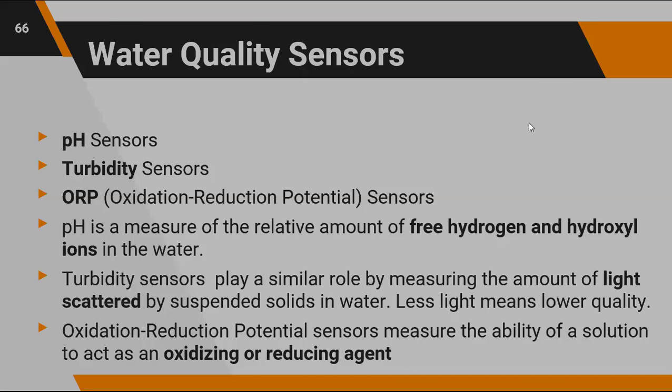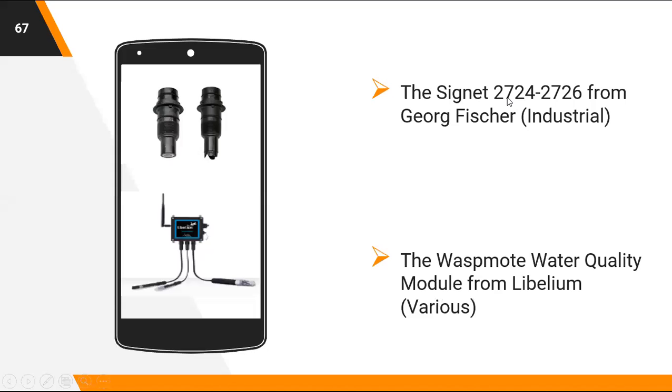See, here some examples I have given. One is the 2724 and 2726 series. Second one is the water quality module from Liblium. This is the company name which makes this sensor. Both are used to do the same thing: they measure the quality of the water.